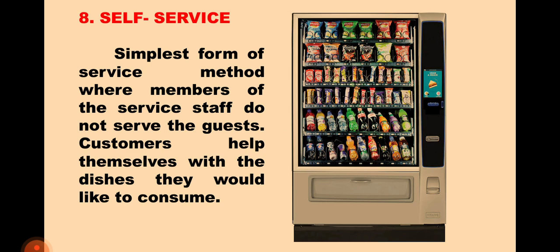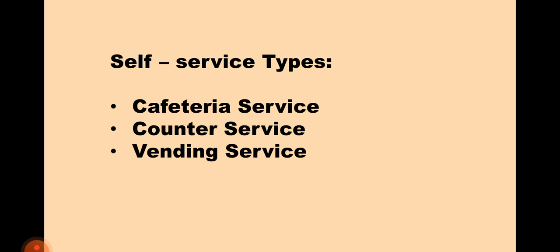Next is self-service, the simplest form of service method, where members of service staff do not serve the guests. Customers help themselves with the dishes they would like to consume. There are three types of self-service: cafeteria service, counter service, and vending service. For example, in vending service you insert coins and the food or sachet will drop so you can get it easily. In the cafeteria, you get your own tray, and at the counter you pay your bills on your own.